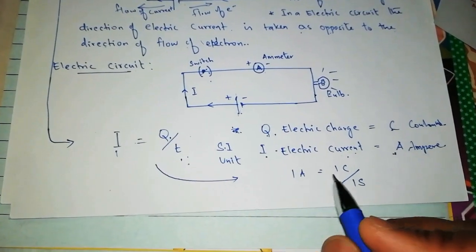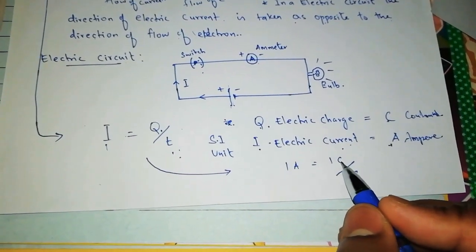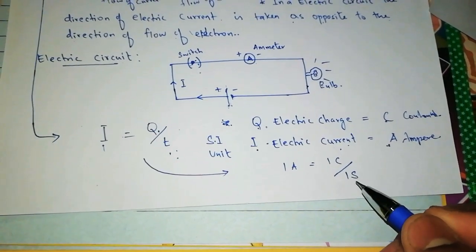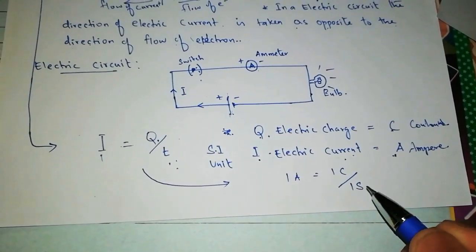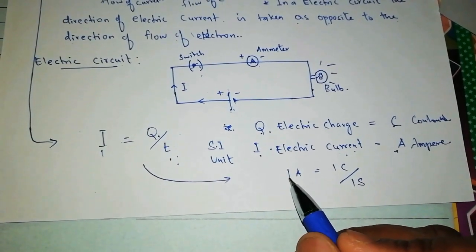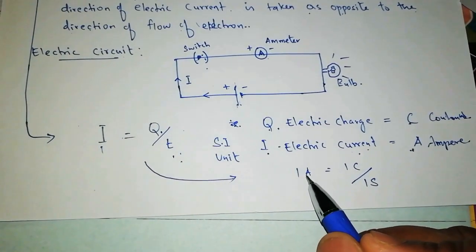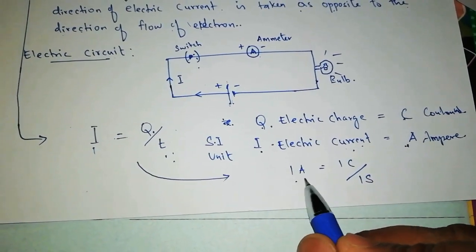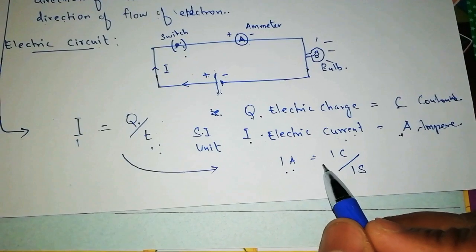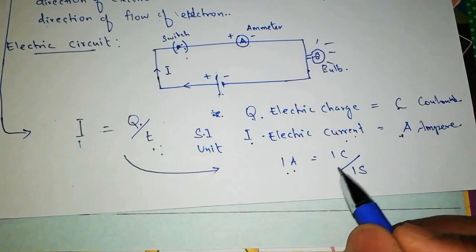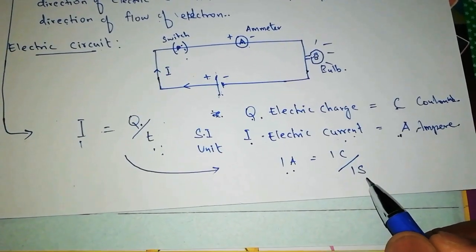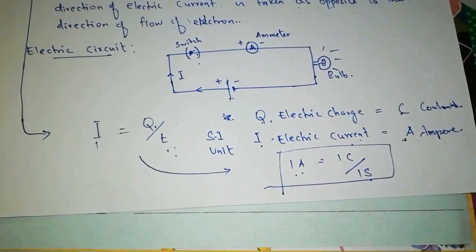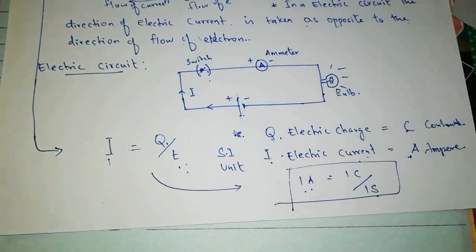So 1 coulomb of electric charge which passes in a second is called an ampere, and in other words it is an electric current. That means 1 ampere of electric current is nothing but 1 coulomb of charge in 1 second, and this is the SI unit of electric current.